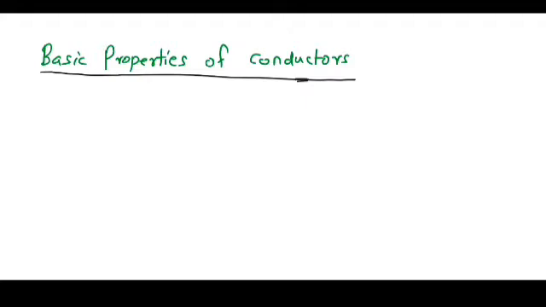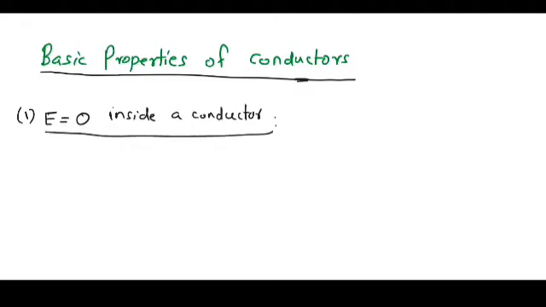The first property of the conductor is that the electric field is equal to 0 inside a conductor. That is, if you place a conductor in an external electric field, then the electric field inside the conductor will be 0. Why does this electric field become 0 inside the conductor when it is placed in an external electric field?